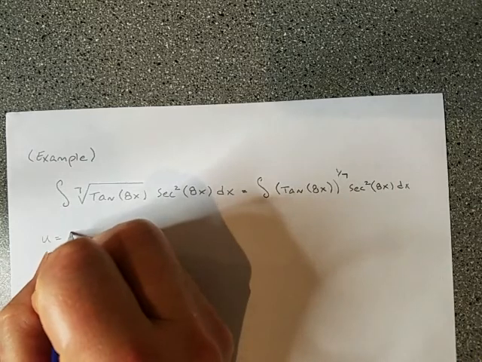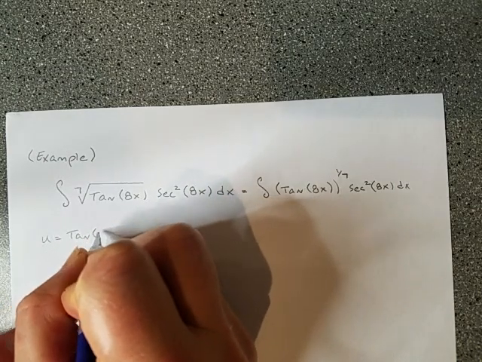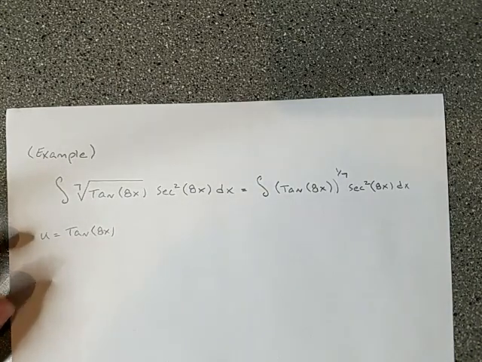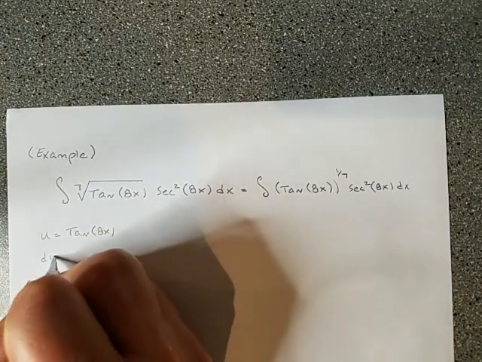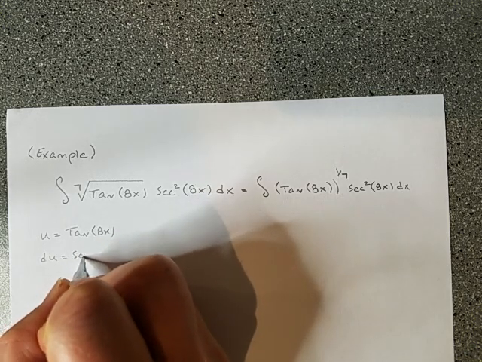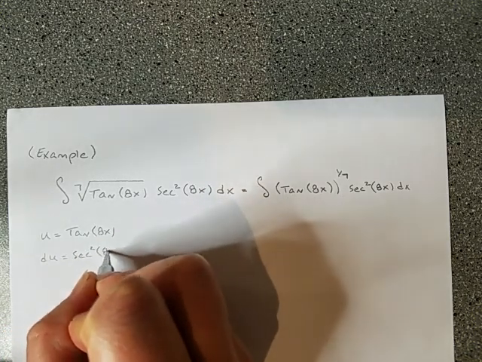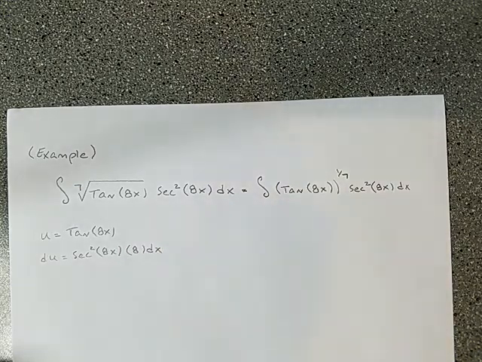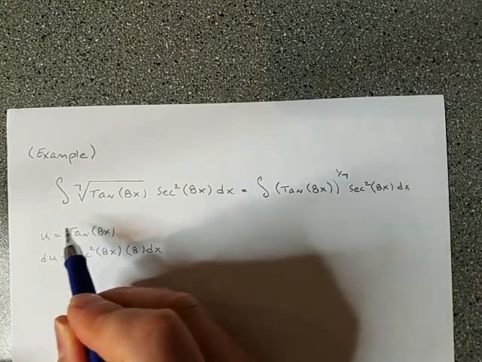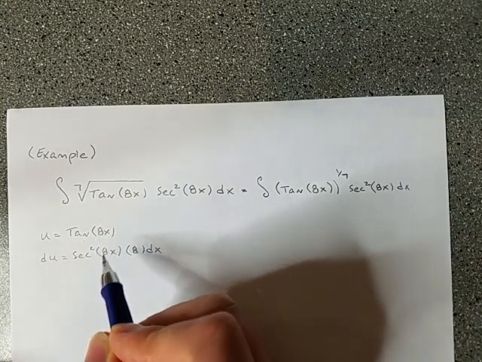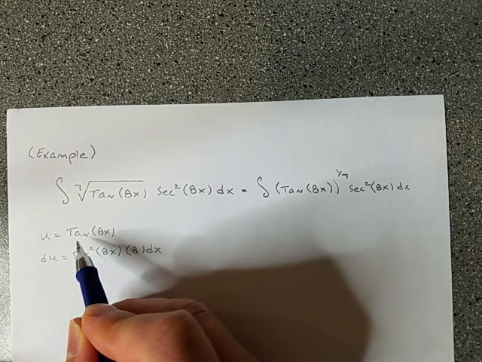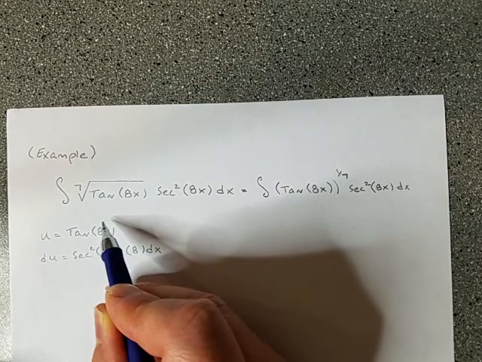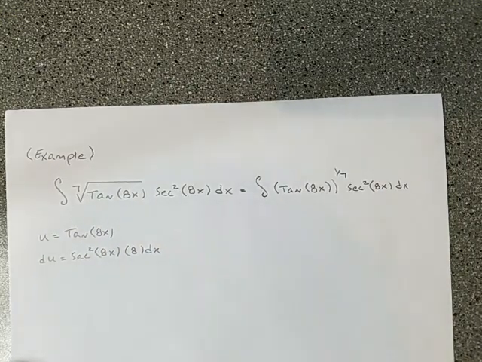So let's say tangent 8x, that will be our U. Okay? So I'm going to make that choice. And if I choose that to be U, what's du? Well, the derivative of tangent is secant squared 8x times 8 dx. We have to use the chain rule on that. The derivative of tangent of x is secant squared of x, but the derivative of tangent of 8x is secant squared of 8x times the derivative of the 8x. That's where that extra 8 comes from.